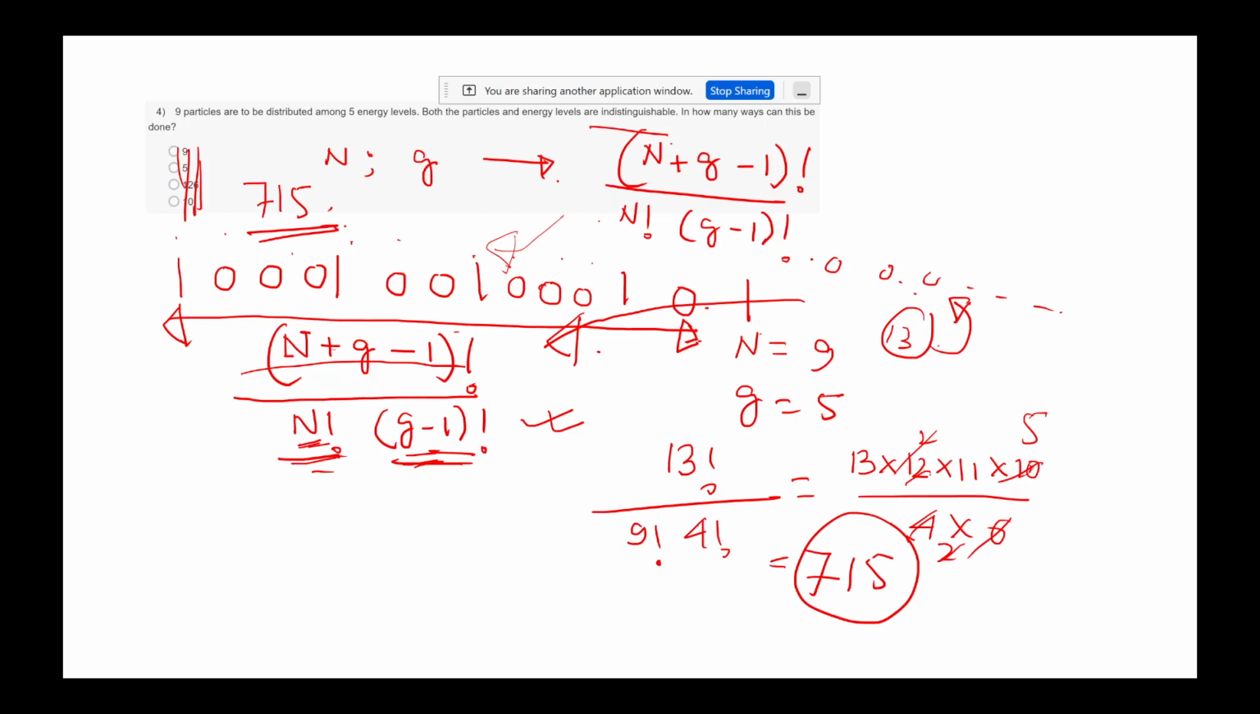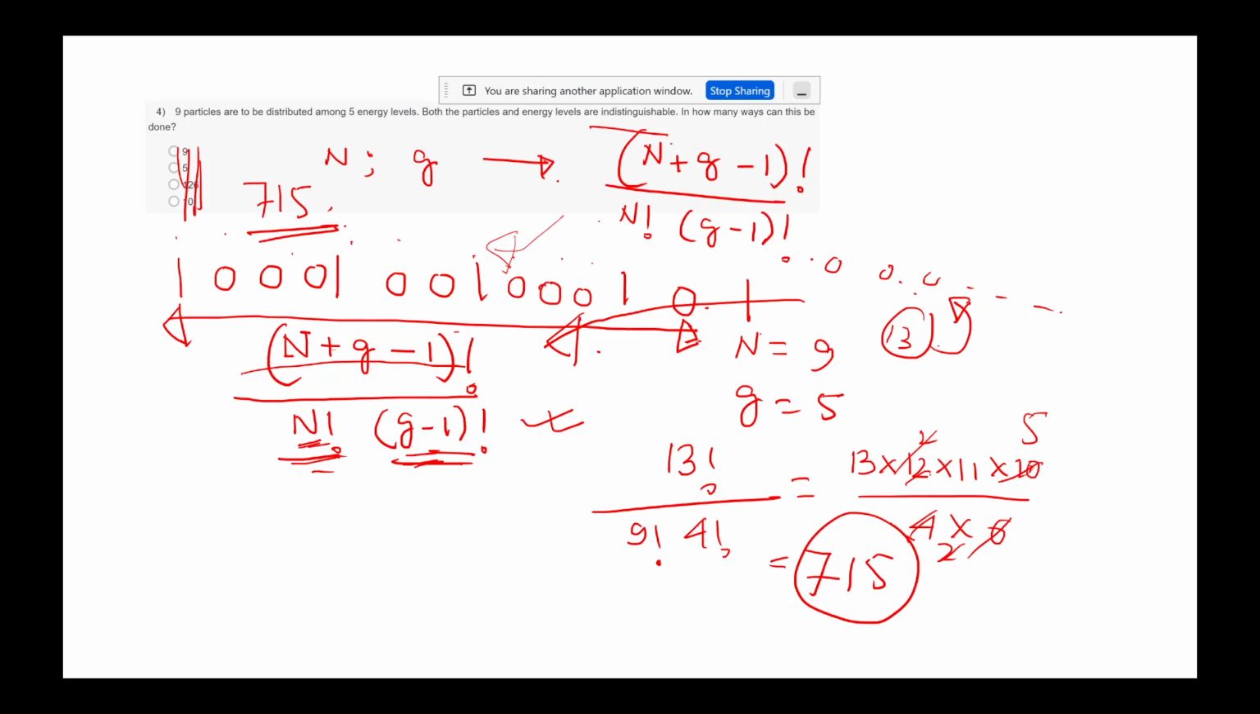About this minus 1, I have a way of thinking about it. There are 5 energy levels, but the gaps are 4. That's why that minus 1 came. So gaps are 4 means there will always be 4 partitions. Not that partition function, no.